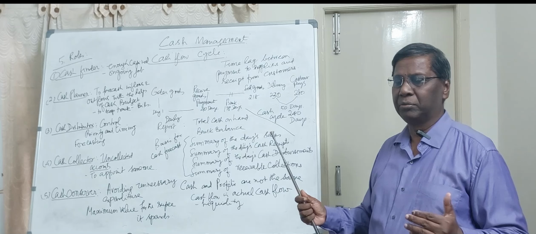So let us say in this case, I already told you the cash cycle is the time lag between payment to suppliers and receipt from the customers. Let us see now: you order goods on day one. On the 40th day, all the goods have come, so you issued a bank check.